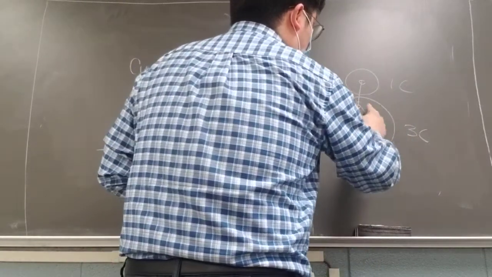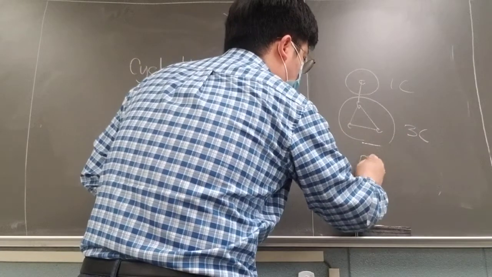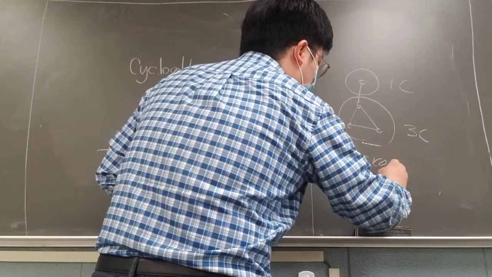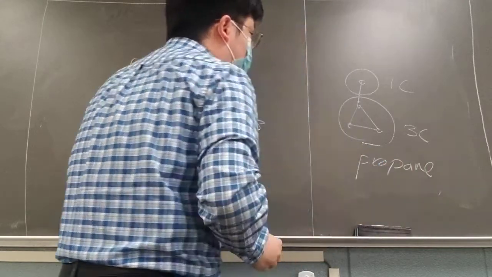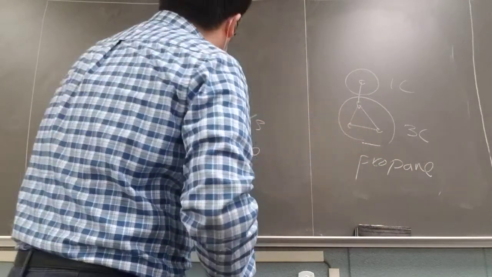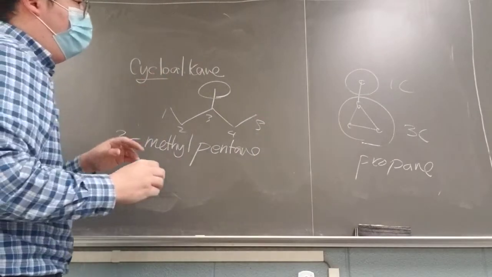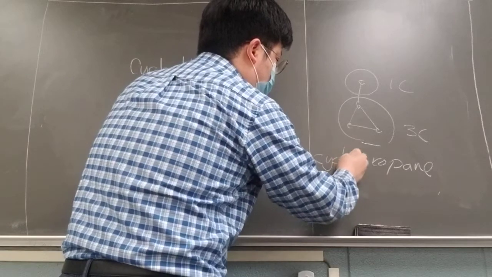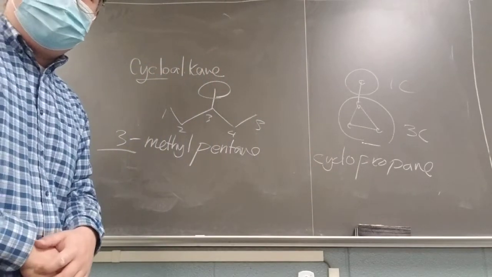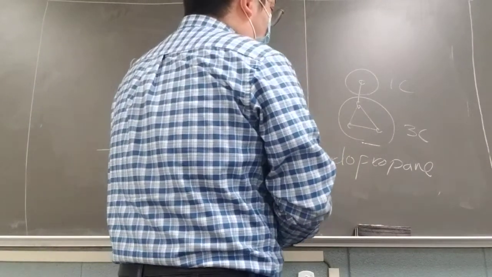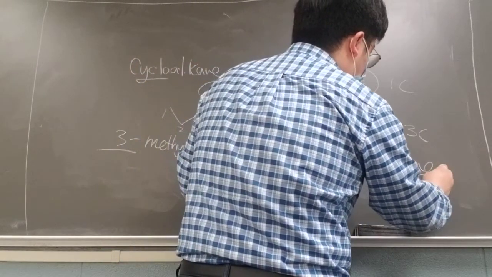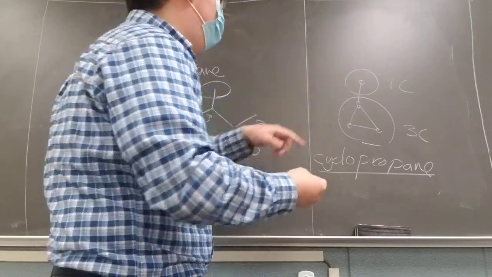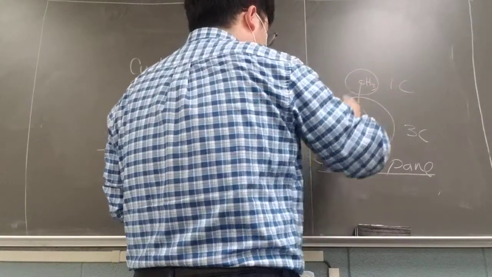Then you just need to count the carbon. There's 3, so it's a propane, right? Propane. And then it's in the ring structure. So we call this a cycloalkane, because you only need to add cyclo in front of it. So it's a cyclopropane. Okay. And then if it's a cyclopropane here, you just need to add this one as an alkyl group, which is one methyl group over here.